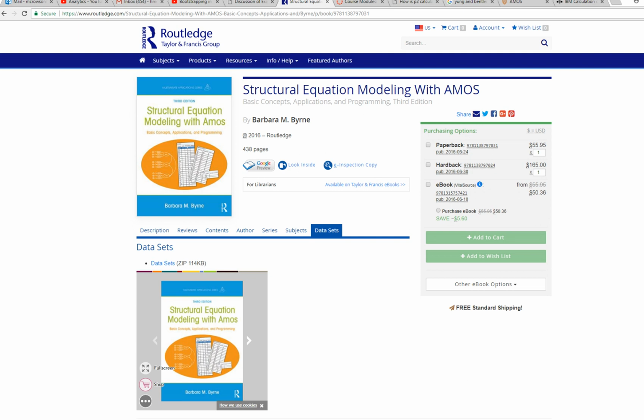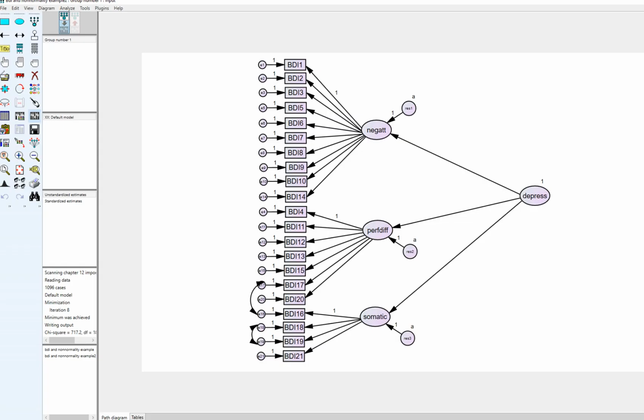And you can actually go to this website right here and download the data set. That's where you can get the data and follow along if you want to do it a little bit more closely using her book. It's a really good book, so I certainly encourage folks to consider it.